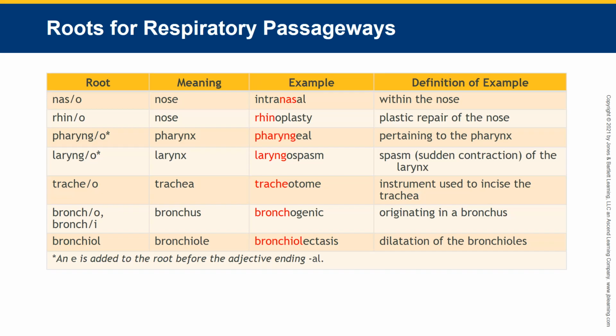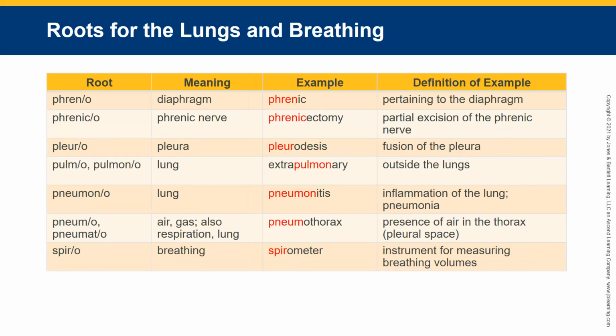Okay. Nas or naso, these are roots. Nas or naso is for the nose, of course. Rhin or rhino, if you've ever heard of rhinoplasty, a nose job, refers to the nose as well. Pharyng or pharyngo is referring to the pharynx. Laryng or laryngo is for the larynx. Tracheo is for the trachea. Bronch, bronchi, all refers to the bronchus. So bronchiole is referring to the bronchiole. It's not much of a root, is it? It's missing one letter. Phren or phreno is the diaphragm.